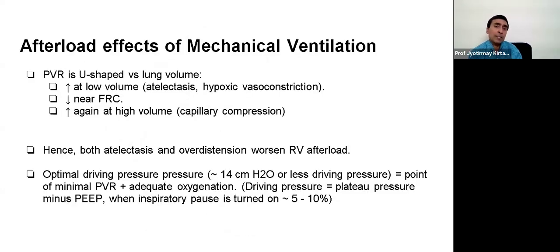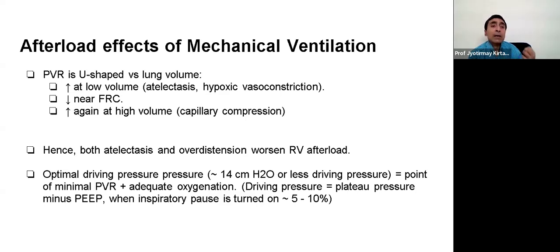Now we come to the afterload effects of mechanical ventilation. So the pulmonary vascular resistance follows a U-shaped curve, like at low volume, a different kind of mechanism kicks in. There is atelectasis, there is hypoxic vasoconstriction. The pulmonary vascular resistance would go up. Again, at the functional residual capacity, there is an optimum. Things are very nice when the patient breathes at functional residual capacity, or you ventilate the patient at the FRC level. So hypoxia is not there, hypercarbia is not there. So the pulmonary vascular resistance is normal or nominal.